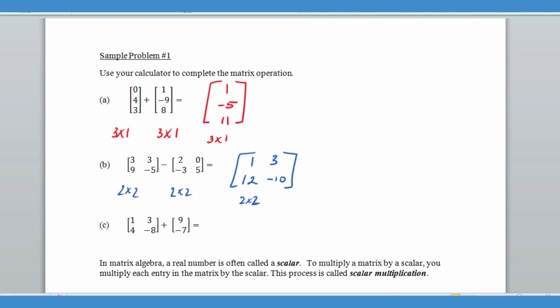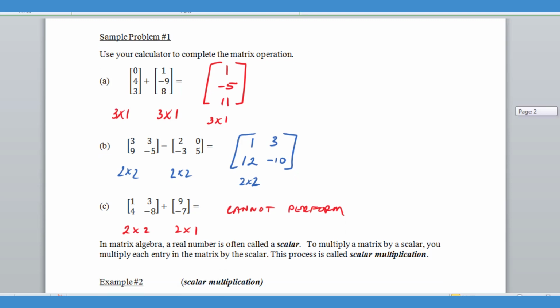And then this last one, we can see we have a 2 by 2 matrix, but then we have a 2 by 1 matrix. And this right here should tell us very quickly, since our matrices are not the same dimensions, we cannot perform this operation. And you could write your answer in any number of different ways, as long as we get the idea of what you're trying to create there.